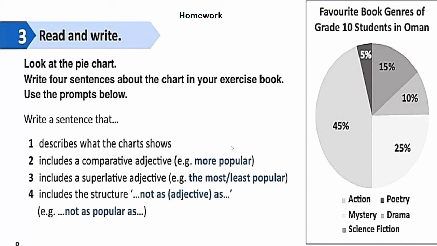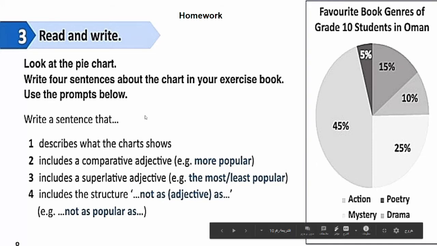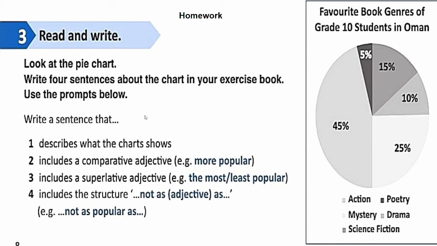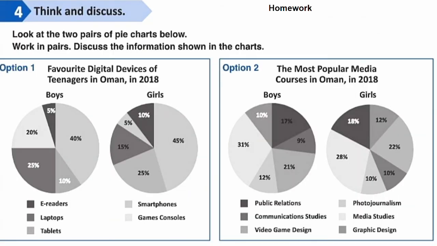So try to answer these tasks, and later on you'll get the link on how to answer it in your Google Classroom. The next step also is homework. Think and discuss. Look at the two pairs of pie charts below. Working in pairs, discuss the information shown in the charts. We have option A, option B. This is the title of the first two charts. This is the title of the second two charts.